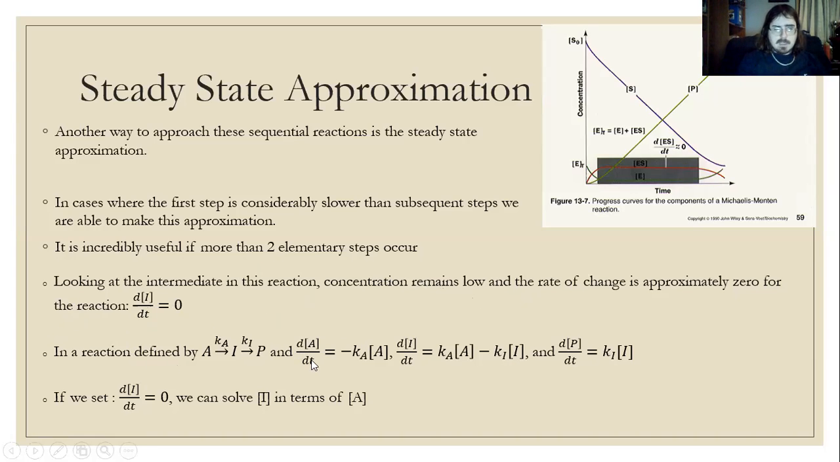So as I said, dA/dt is equal to negative Ka times A. And dI/dt is equal to Ka times A minus Ki times I, and dP/dt is Ki times I. Well, we were able to say that with a steady state approximation, we set that equal to 0, and set that Ki times I is equal to Ka times A. So the point is that it's possible to solve the concentration of I only in terms of Ka, Ki, and A: 2 constants and the concentration of A.